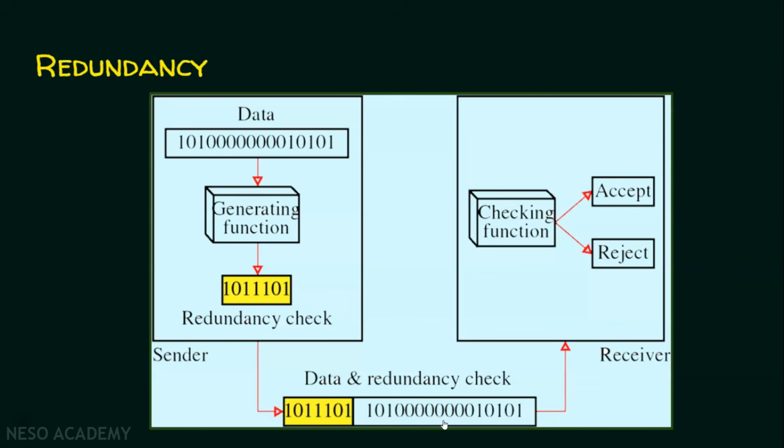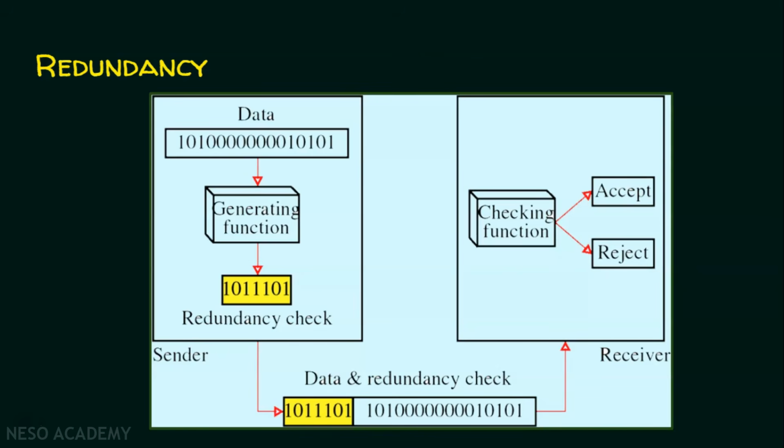The receiver gets a message with two parts: the original message and the redundant bits. It takes the original message to the checking function on the receiver side, which is also an algorithm. It calculates the redundant bits and compares them with the redundant bits sent by the sender. If both match, the receiver understands that there are no errors in the transmission, so it accepts it. Otherwise, the receiver rejects it.